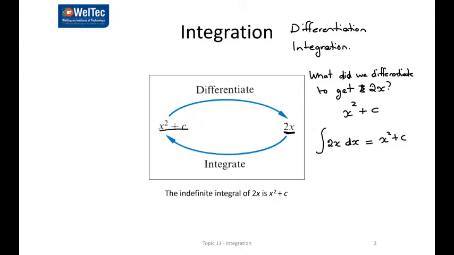What did we differentiate to get 2x? The answer must have been x squared. And we use this symbol together with this bit. We've got to have both bits to say find the integral of. So it's notation.